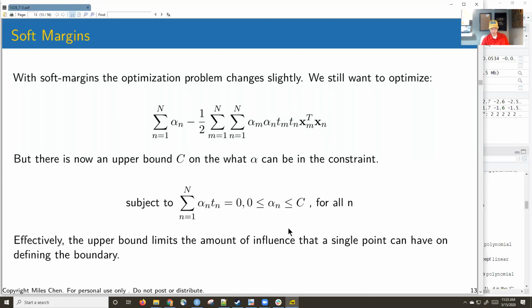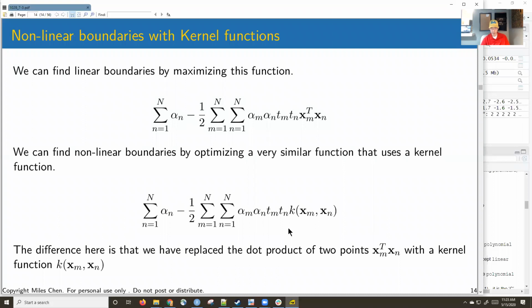Okay. All right, and another thing we can do is we can use kernel functions, okay? And so a kernel function allows us to find nonlinear boundaries, okay, by optimizing a very similar function, right? So this is the function that we're trying to optimize. We're trying to find the alpha values that optimize this function, like what values of alpha will optimize this. Well, we just change it.